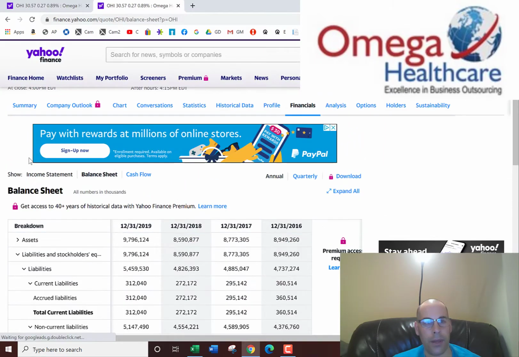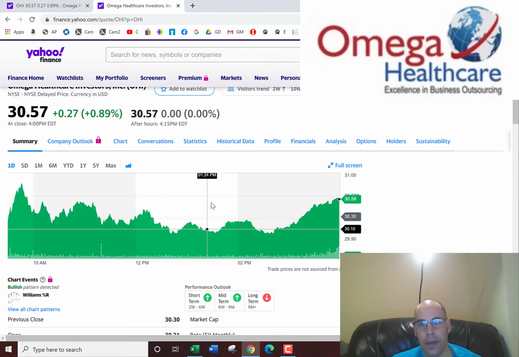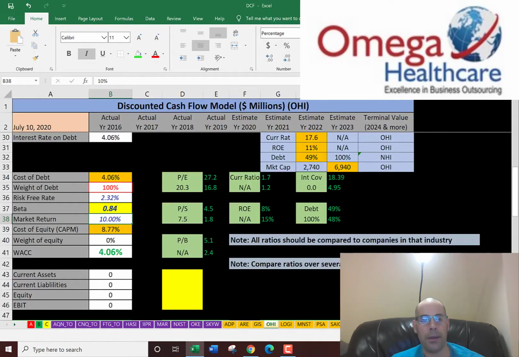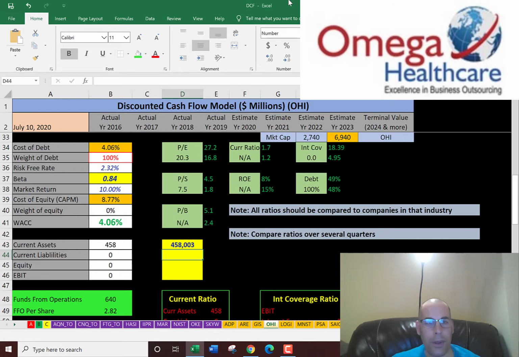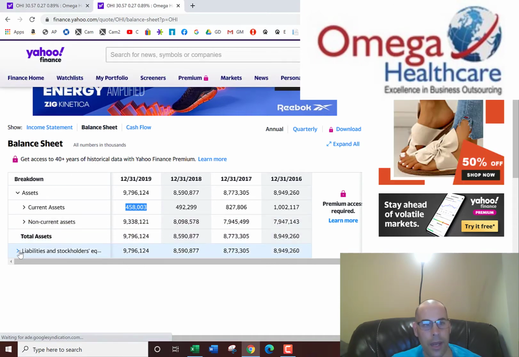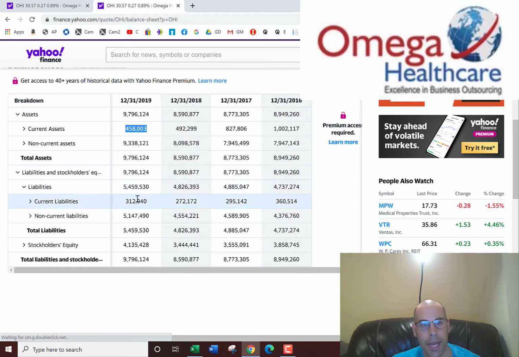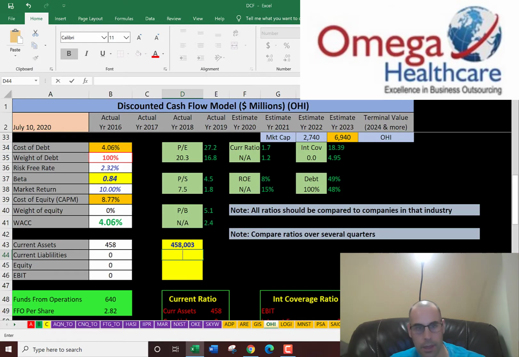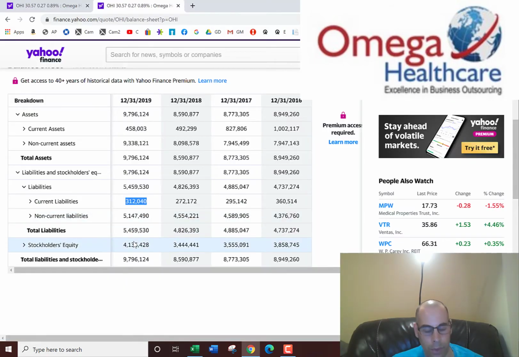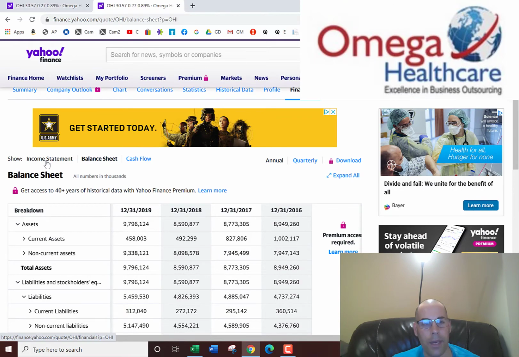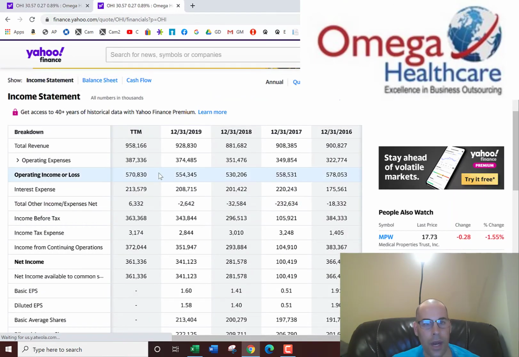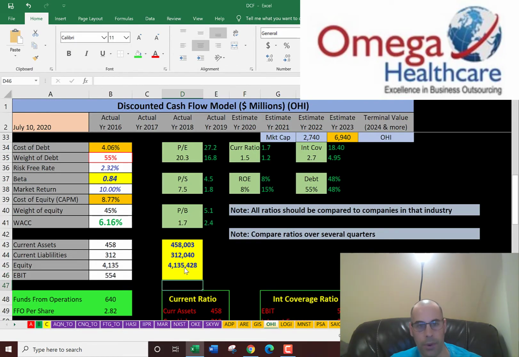Now let's get the beta so we can figure out the cost of equity. They have a pretty low beta, 0.84. That means the stock moves less than the market, so it's not too volatile. So let's look at the balance sheet, get their current assets. That's $458 million. We're going to need that when we look at the ratios later on. And now I need their current liabilities. These are debts and payables that are due within 12 months. And their equity, which is $4.1 billion. That's assets minus liabilities. And now we're going to get their EBIT, earnings before interest and taxes. That's called operating income on the income statement. That's how much money the company makes through its regular operational business.